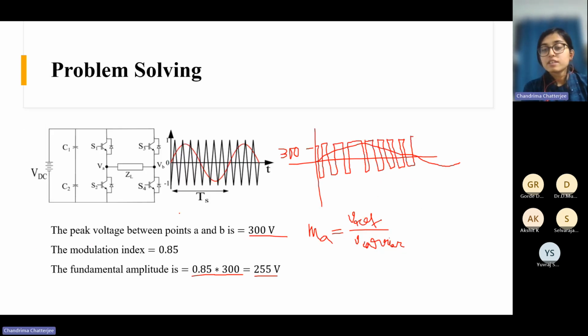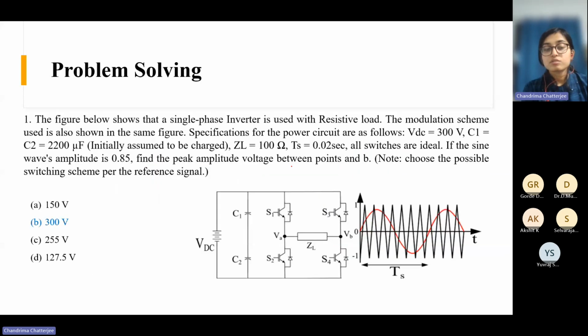But anyway, they have not asked that. They have asked what will be the voltage amplitude between point A and point B. That will be 300. Okay. So the correct option is 300.